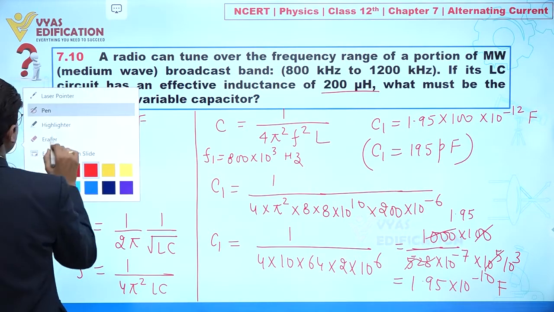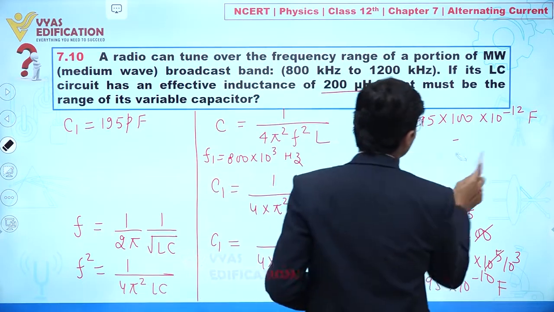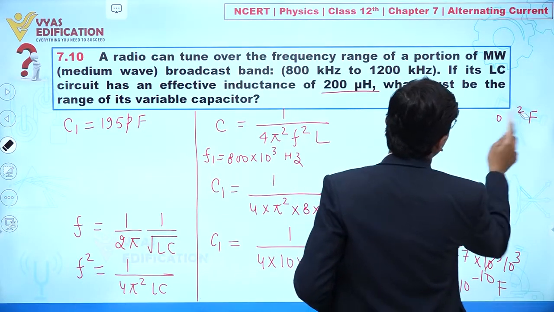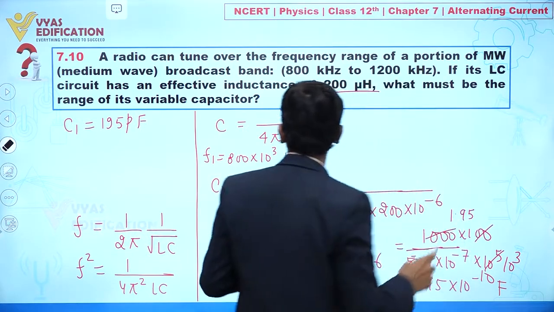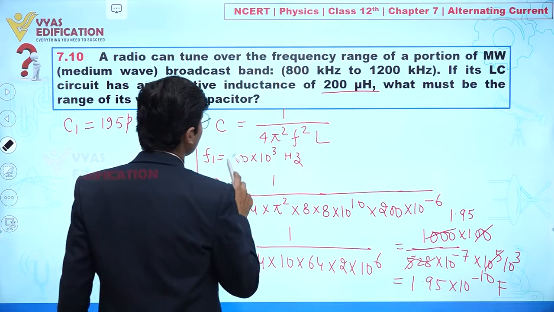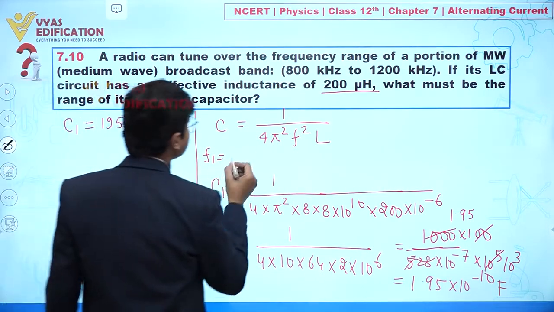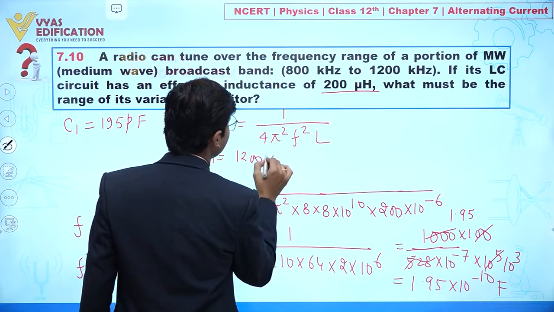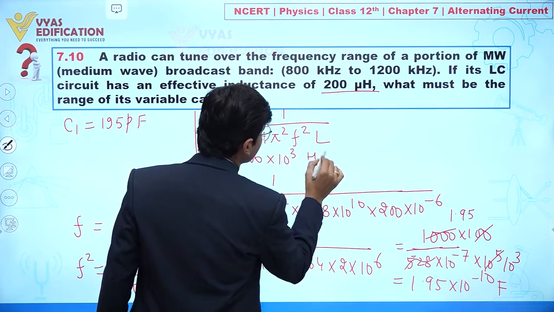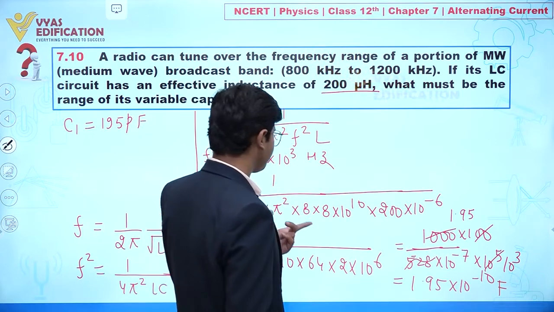picofarad. Clear? Now listen carefully. Now here we will apply the same formula, only I just change the frequency. Frequency in this question is given to you as 12 kilohertz. So I can say this is equal to 1200 into 10 to the power 3 hertz. So instead of 8 here I will write 12.